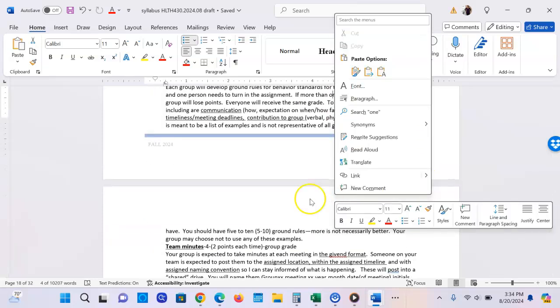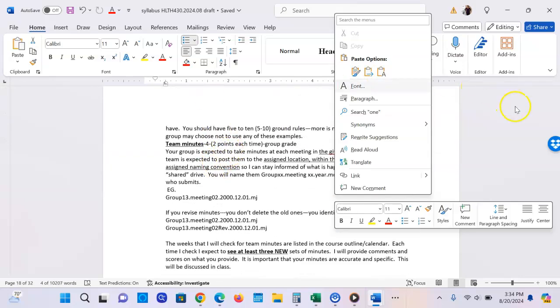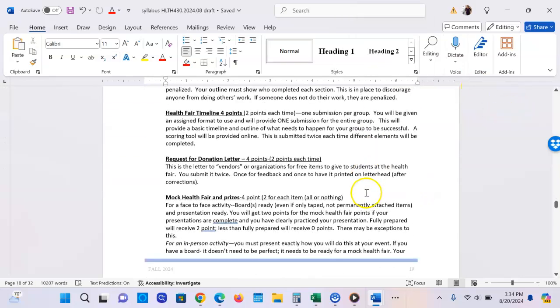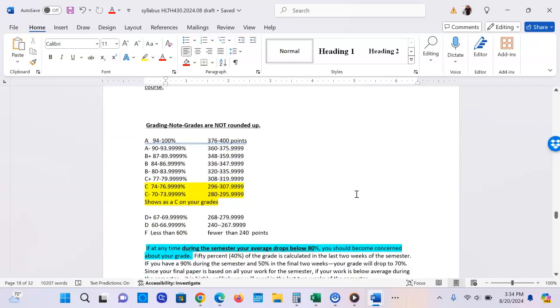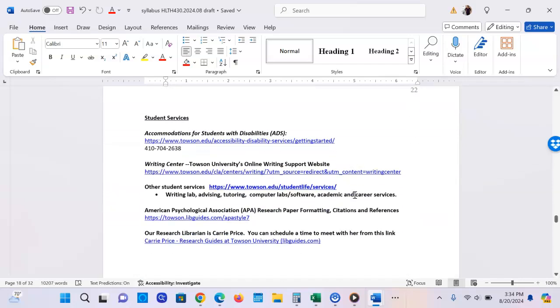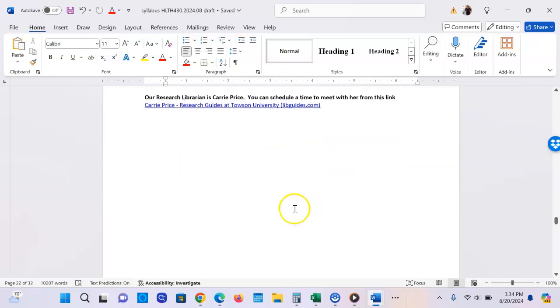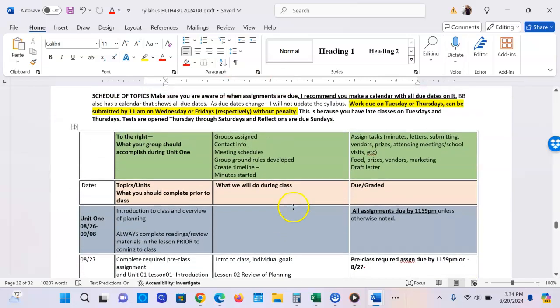This talks about the assignments, the next several pages. It tells you about the assignments, what they involve. All the student services are on the last page. And then we get to the place where we're looking at what happens every day in class. And I want to explain to you how this is laid out so it's clear.